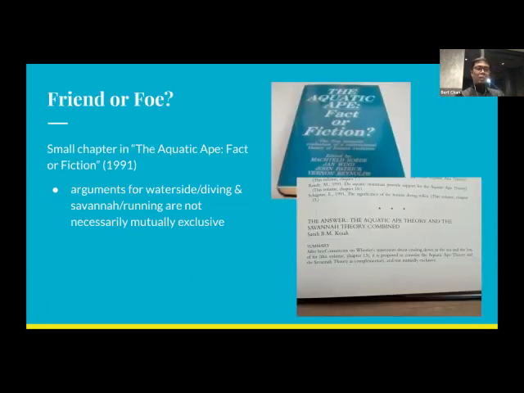In the 1991 book, The Aquatic Ape: Fact or Fiction, the blue book, when I opened that physical book in my hand, there's a little chapter arguing that Waterside, or the aquatic ape hypothesis, is not necessarily mutually exclusive with the savannah or running hypothesis. Although it's a very short paragraph, I think it's a very sensible idea, and it's worth talking more about it.